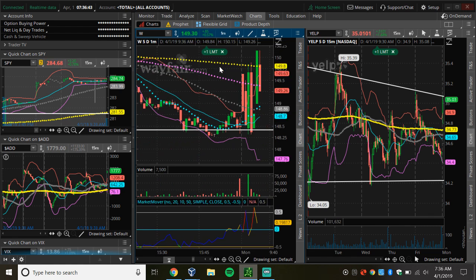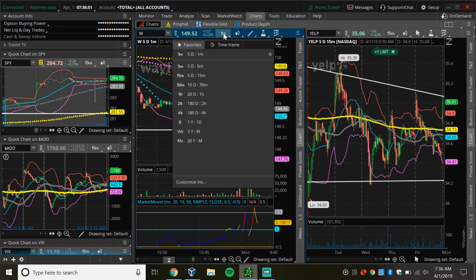Just huge rejection candles. It's just crazy. This is a very jumpy stock, just probably because it's an IPO or something.